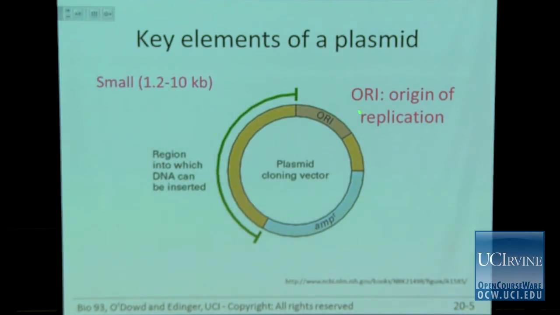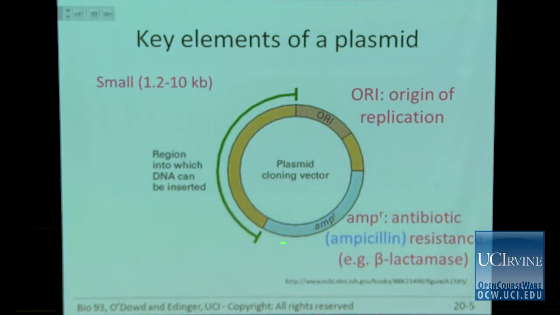They have an origin of replication, often abbreviated ORI. That's important because they're separate from the bacterial chromosome. So if you want the plasmid to be replicated and passed on to the daughter bacteria, then they need to have their own origin of replication.